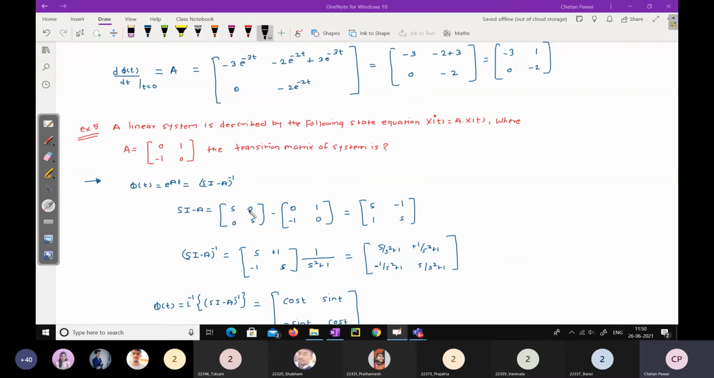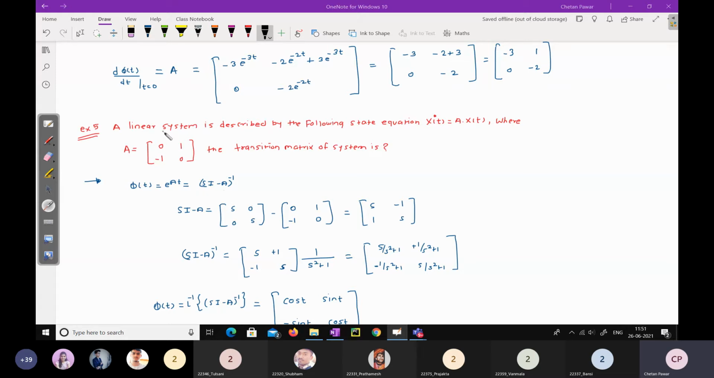So A is given. So this will be my sI matrix. Take a matrix subtraction. You will get sI minus A. And if you take sI minus A inverse, you will get these terms: s upon s square plus 1, 1 upon s square plus 1, minus 1 upon s square plus 1, s upon s square plus 1. Okay, these 4 terms you will get. Now phi of t, that is inverse. Sorry, here inverse is there, no?